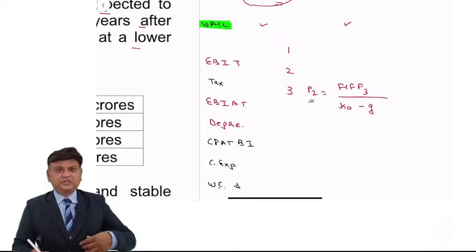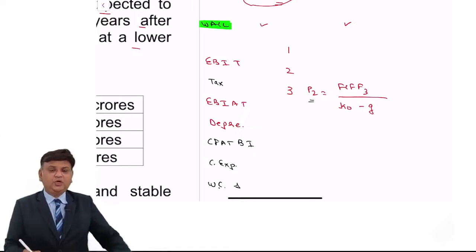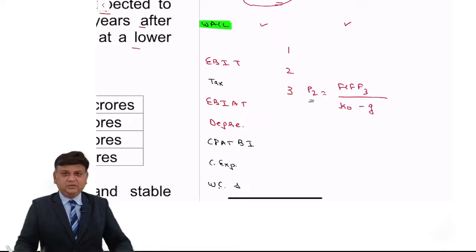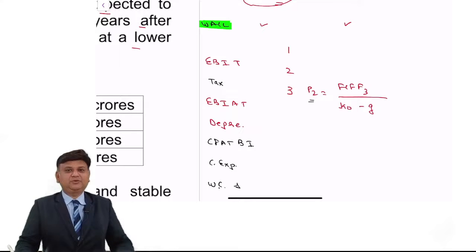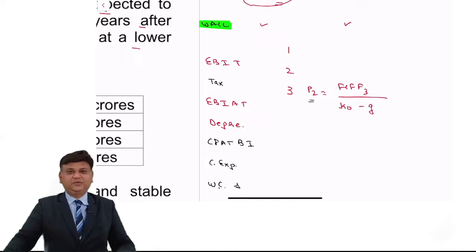First and second year cash flow and P2, all of them will be discounted to year 0, and with that we will calculate the value of the firm. That is the process which we are required to adopt for valuation of the firm.